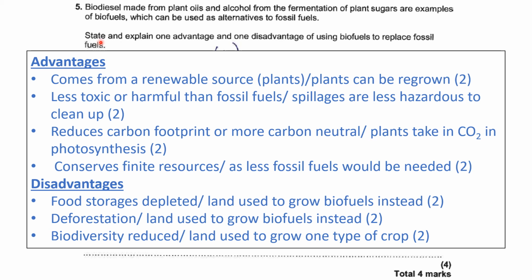So here it says state and explain 1 advantage and 1 disadvantage of using biofuels to replace fossil fuels. So you'll get 2 marks, you'll get 1 mark for stating your advantage and then 1 mark for explaining it. And each bullet point is a state and explain pair. So your first part, before the / I've put the state answer, and then after the / I've put the explain answer for the advantage. And I've done the same for your disadvantage as well. Now your examiner might accept some other answers which are sensible, but try to stick to these main ones in an exam.